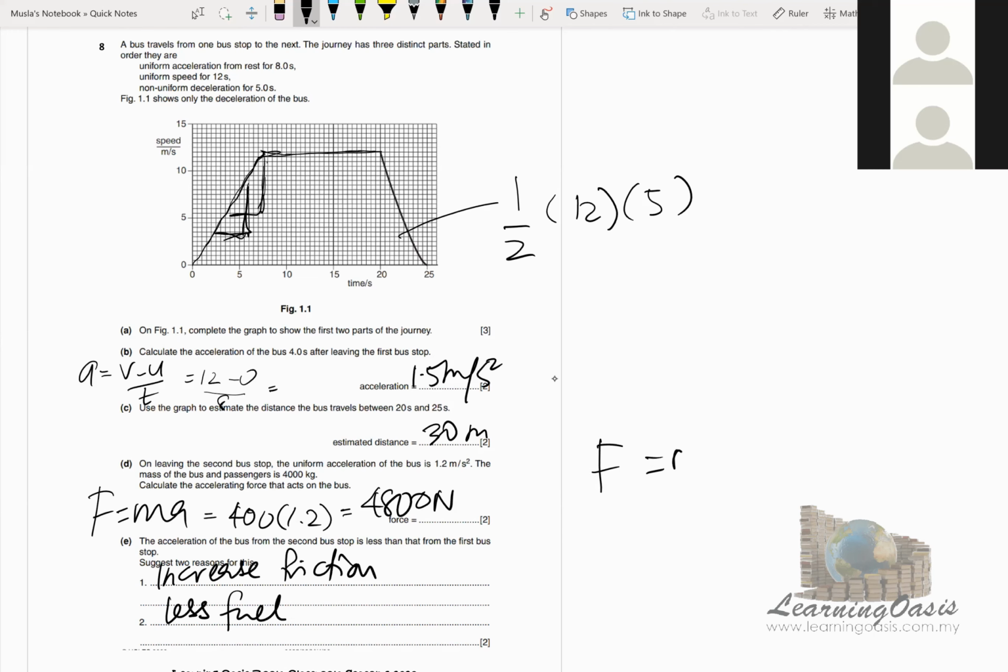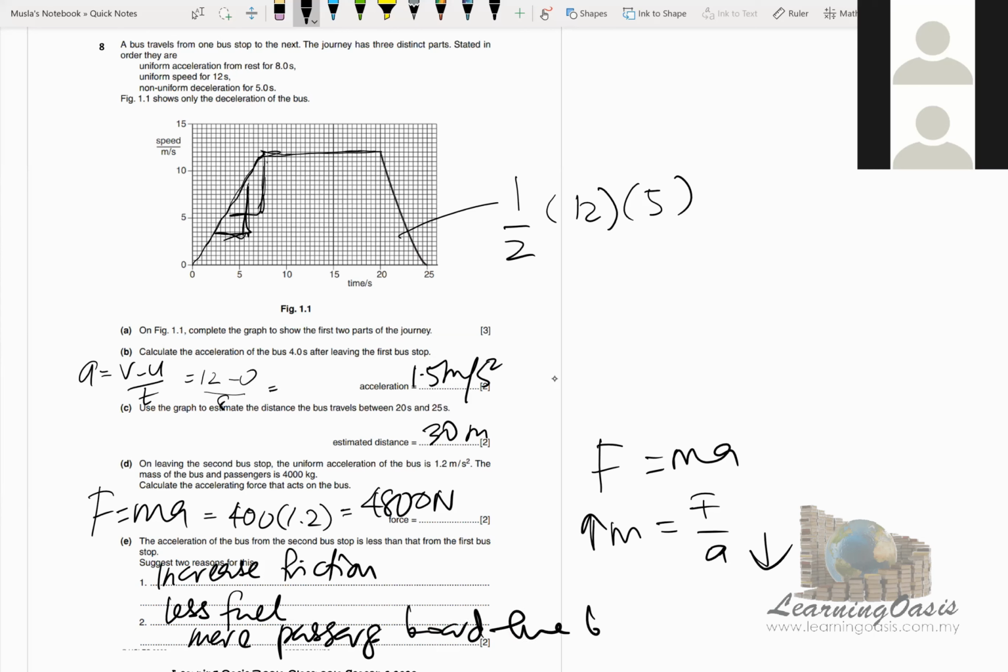F equals ma. So if you rearrange, you have m equals F over a, right? So the more the mass, the lower the acceleration. So you talk about more passengers on the bus. Okay, more passengers on the bus.